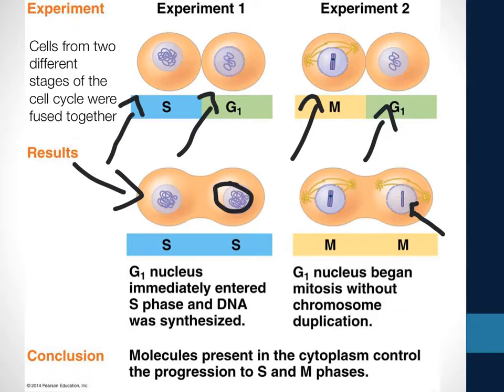So what this suggested was that there were signals inside the cell telling it what part of the cell cycle it should be in. When the two cells fused together, the intracellular signaling molecules inside one cell also signaled the second cell, telling it to start a different part of the cell cycle. So the interesting part of this experiment is that the takeaway was, hey, there's something inside the cell that's controlling when the different parts of the cell cycle occur.